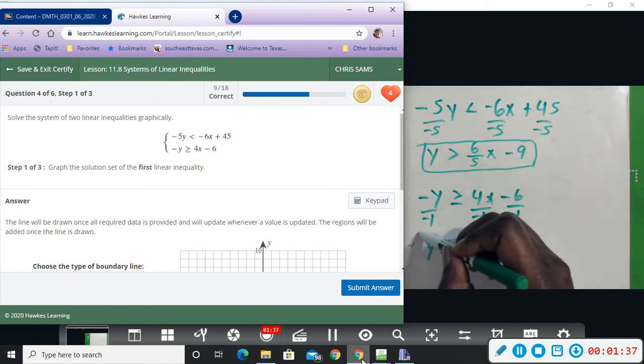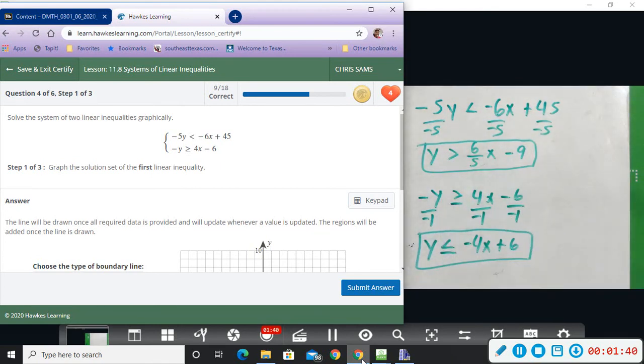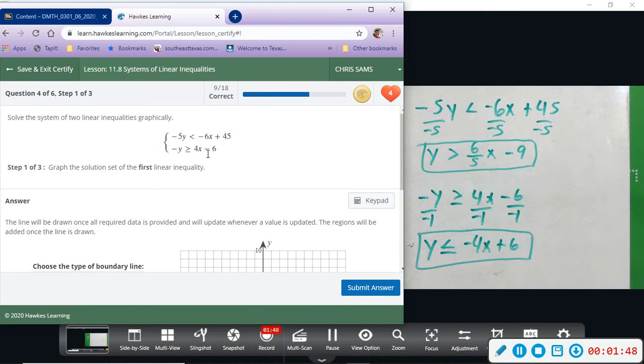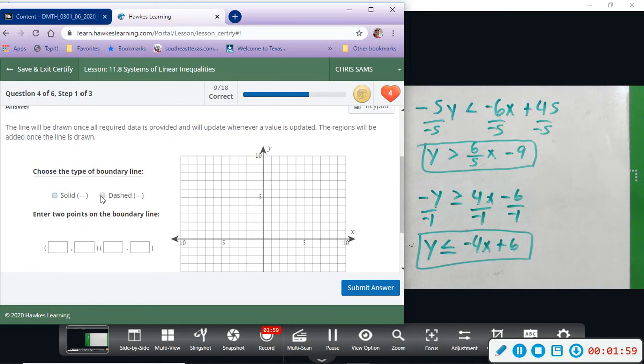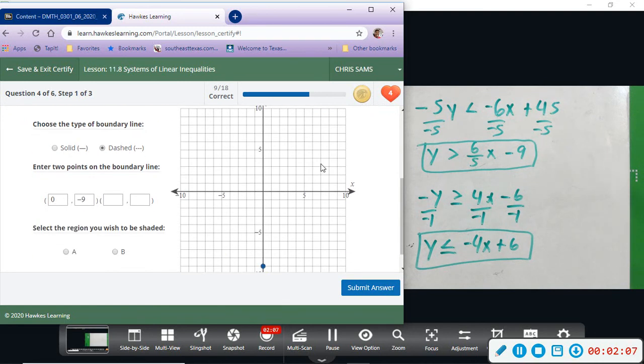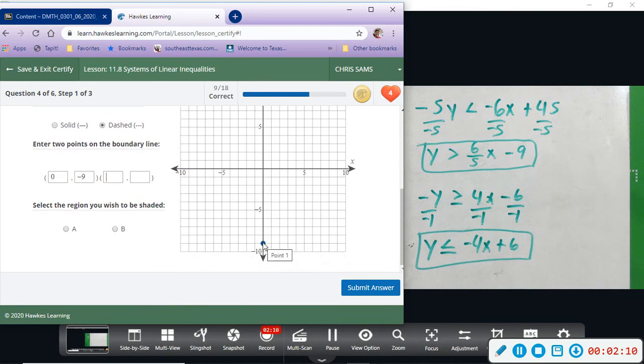We're going to graph them both in slope-intercept form, using the slope to plot our first and second point, or the slope and the y-intercept. So for this first equation here, we are going to have a dotted line. Y-intercept, one point is 0, negative 9. So dotted line, 0, negative 9. Alright, so we're going to go down to 0, negative 9 here. And then we're going to use our slope, which is 6 over 5, positive, both. So we're going to go up 6.